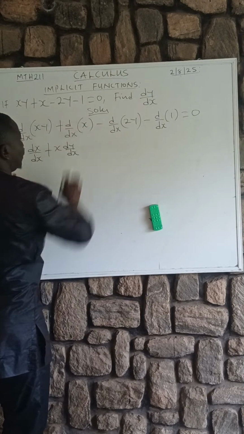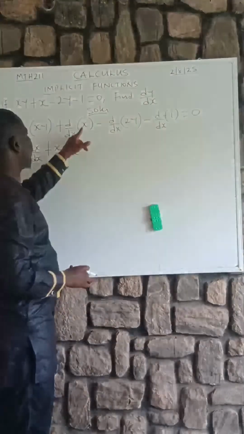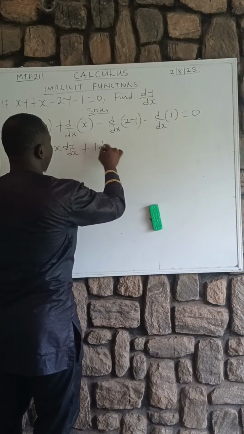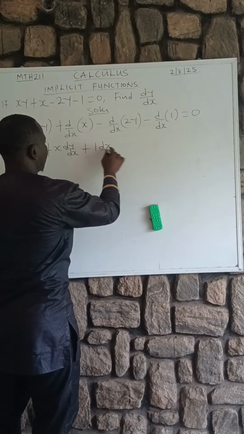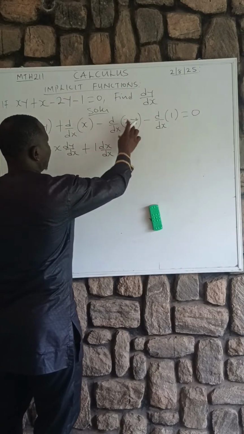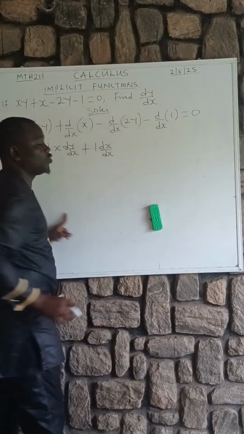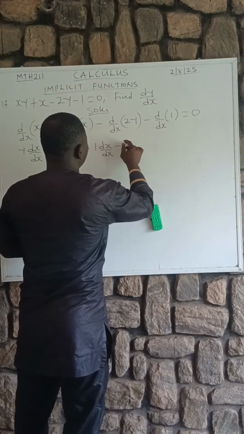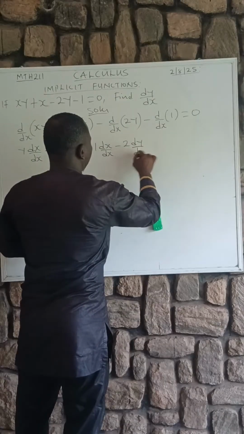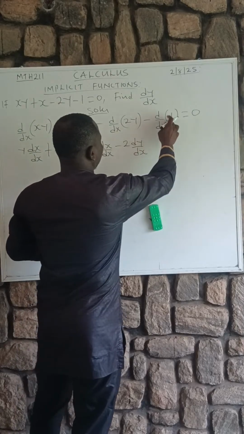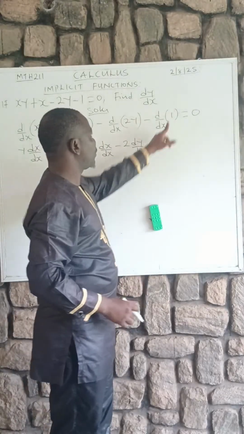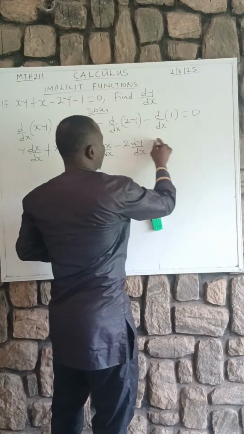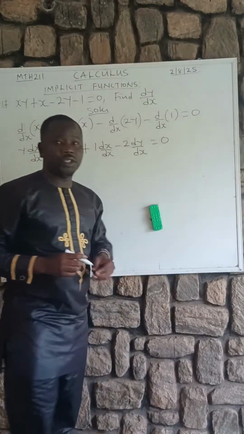Then here we have only one function. This is x. Differentiate x, you have 1, times dx/dx. Then here we have 2y. If you differentiate 2y, you are going to have 2, so minus 2 dy/dx. Here, 1 is a constant. So if you differentiate 1 it is 0, then equals 0. Do you understand?